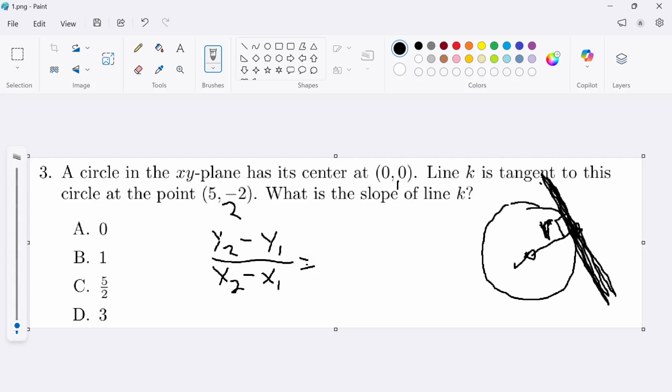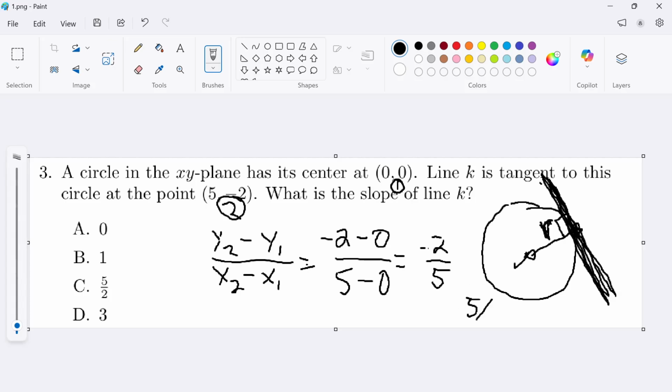Okay, y2 is -2 minus 0 divided by 5, x2 minus x1. I just called this point 1 and this point 2, remember? And x is the first coordinate. x2 minus x1, 5 minus 0, is -2 fifths. So then I change the sign of it to 2 fifths, and then I flip it, 5 halves. So the answer is C, 5 halves.